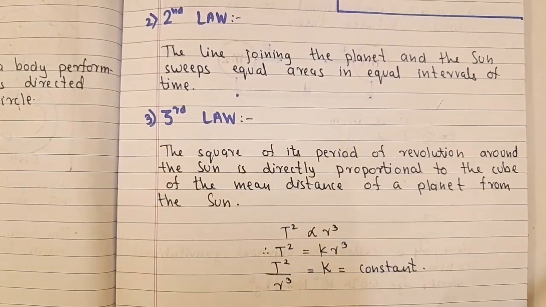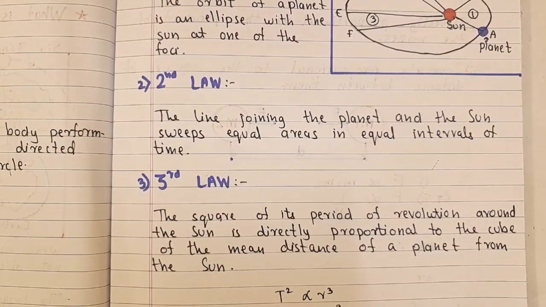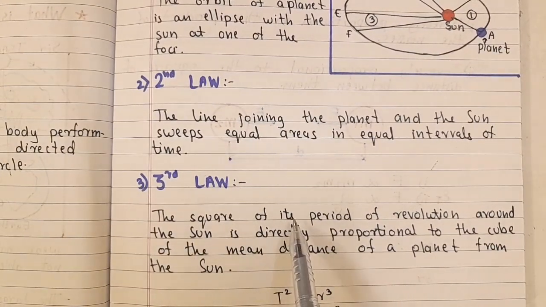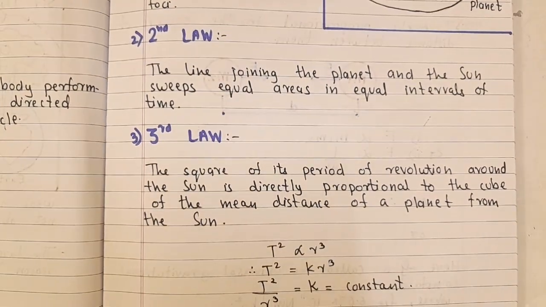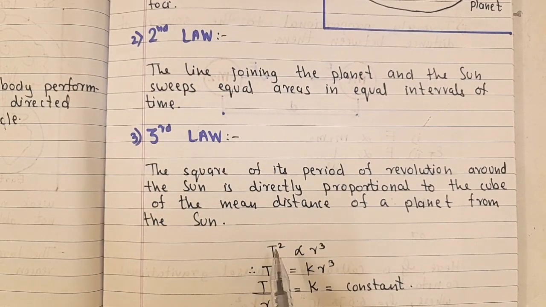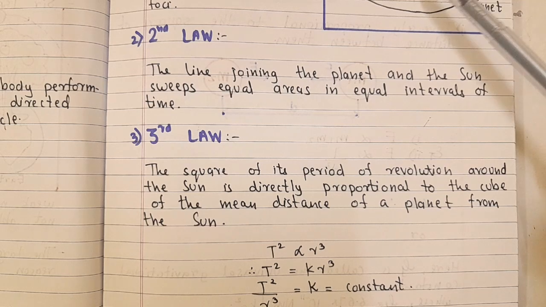Third law of Kepler is the square of its period of revolution. The period of revolution is the period required by a planet to complete one revolution around the sun.